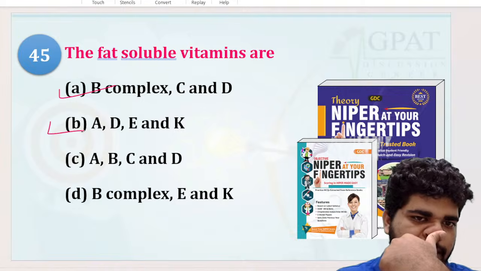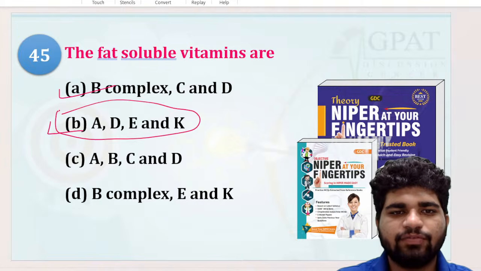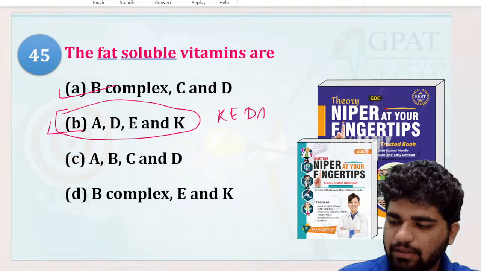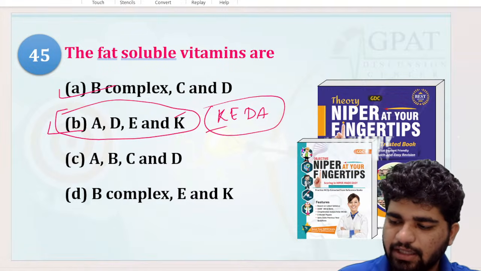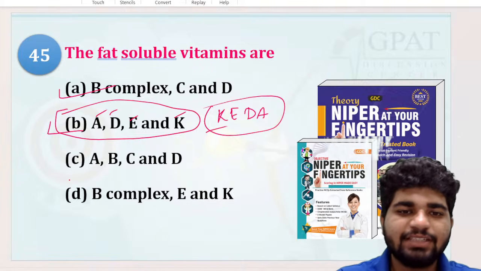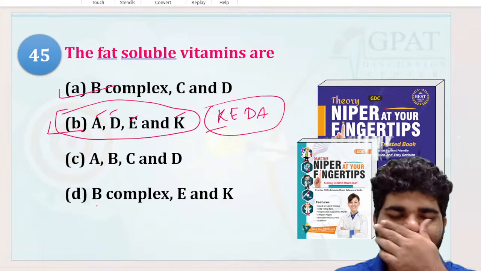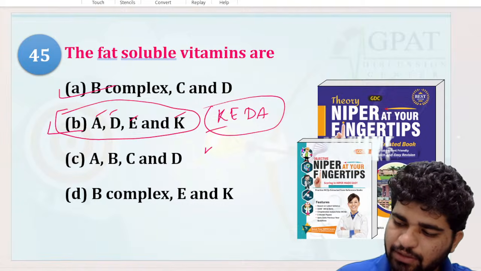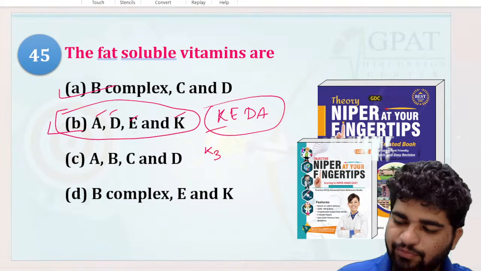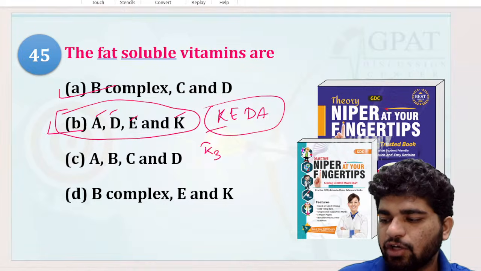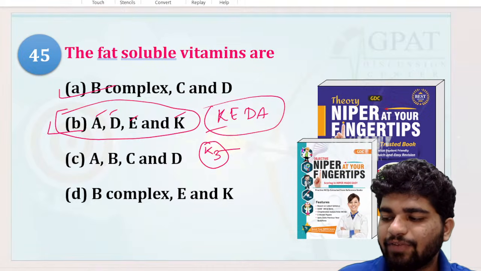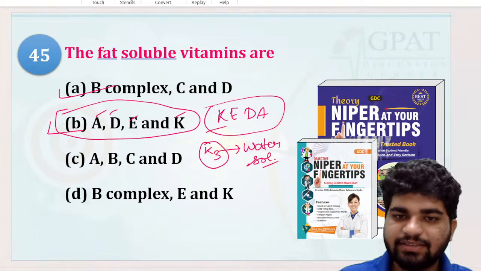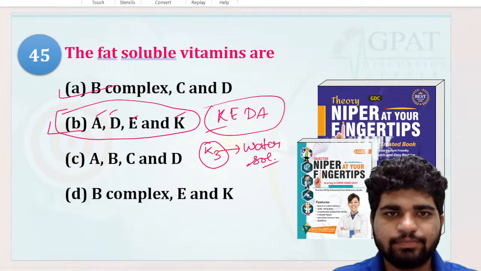No. ADEK? Yes. ADEK are considered to be your fat soluble vitamins. If you want to learn it, that's your KEDA. KEDA is your insect. So KEDA. ABCD? No. B complex, E and B? No. Apart from that, there is one K3, right? Vitamin K1, vitamin K2, vitamin K3. If I talk about vitamin K3, that is not fat soluble. That is water soluble in nature. Remember this one. K3 is water soluble in nature, right?